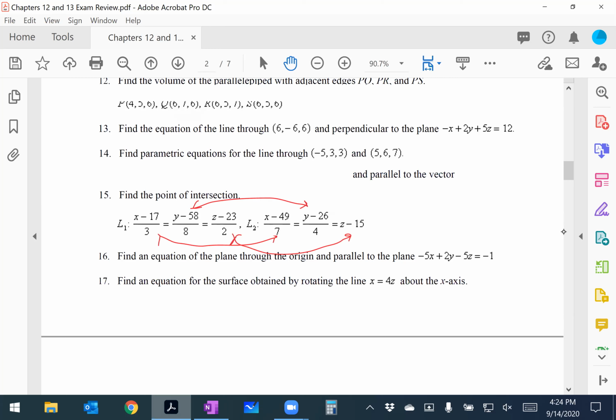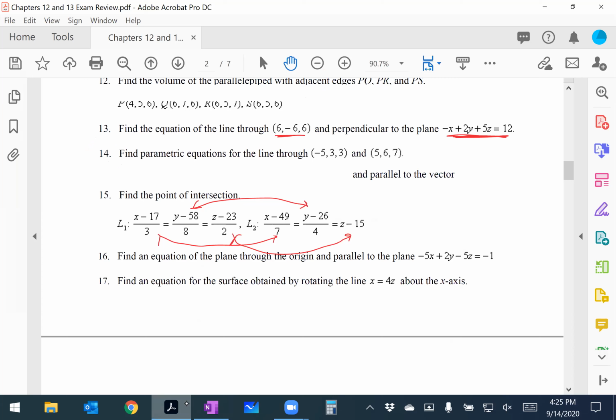Okay, next. Could we go over number 13 from chapter 12? If you could explain, since it's the line through that point and perpendicular to the plane, the conceptual part about it being perpendicular to the plane? Yeah, sure. So number 13, find the equation of the line through this point and perpendicular to this plane. So it's going to go through this point and be perpendicular to that plane.